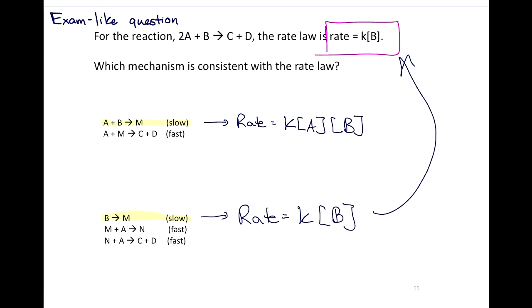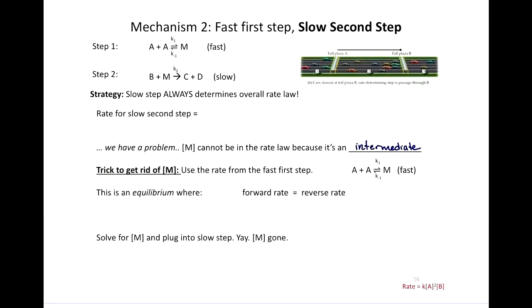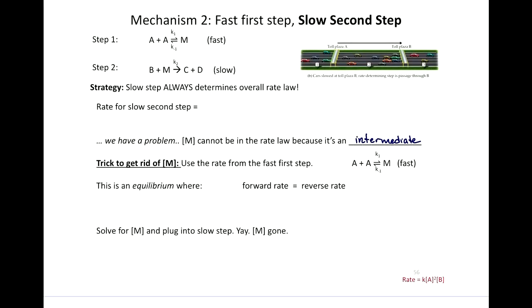Okay, so let's keep going. Okay, so we did slow first step. So now let's do slow second step. It's a little harder, but it's not bad, I promise. Okay, so the whole strategy for mechanisms is that the slow step is the rate determining step. The slow step determines your rate law. That's no different for when you have a slow second step and the first step is fast. We just have to do some tricks, all right?